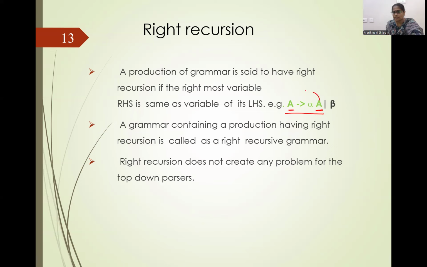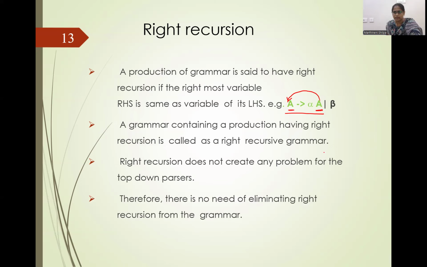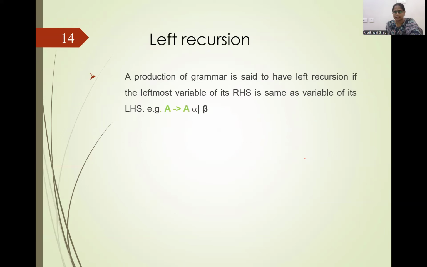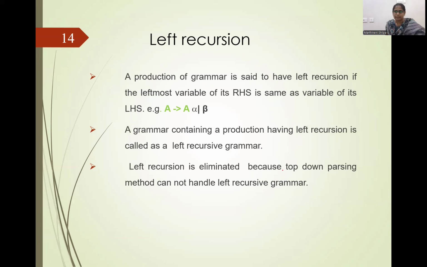But there is no problem with a right recursive grammar when constructing an LL parser, a top down parser. There is a problem with left recursion only. There we need not eliminate the right recursion; it is not necessary to concentrate much on right recursion. Left recursion means if a production rule is in this form, that the leftmost variable in the right hand side of the production equals the LHS, then this grammar is said to be a left recursive grammar.